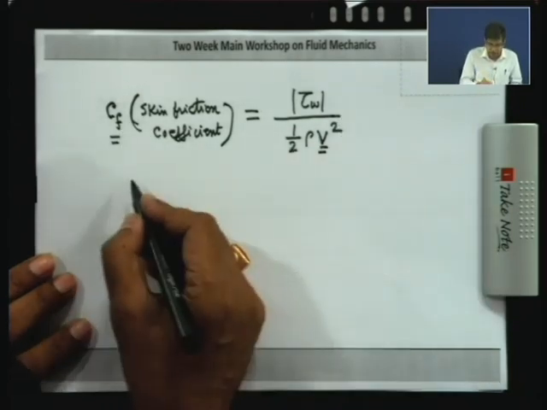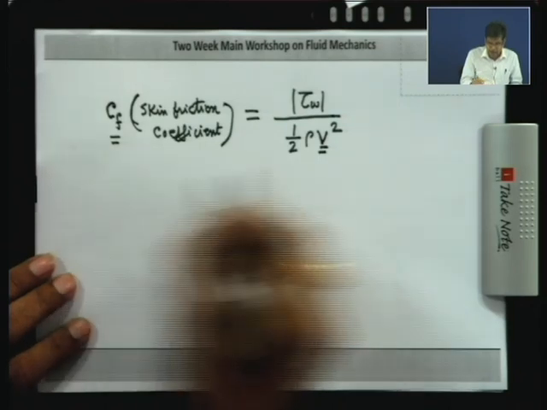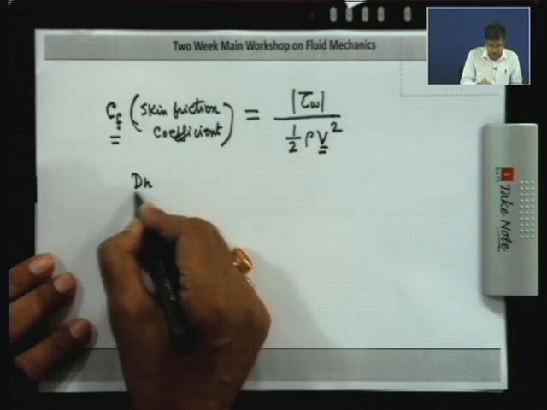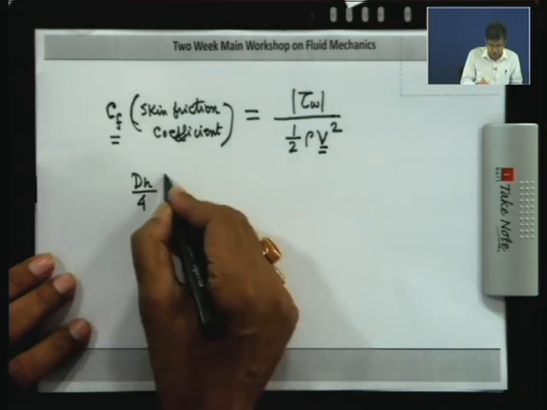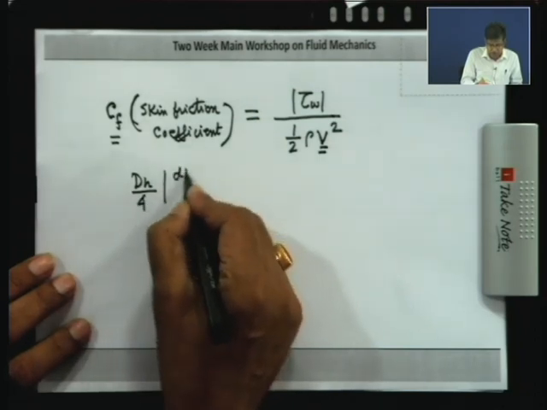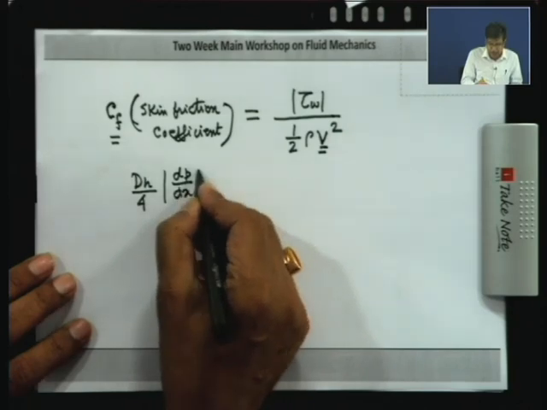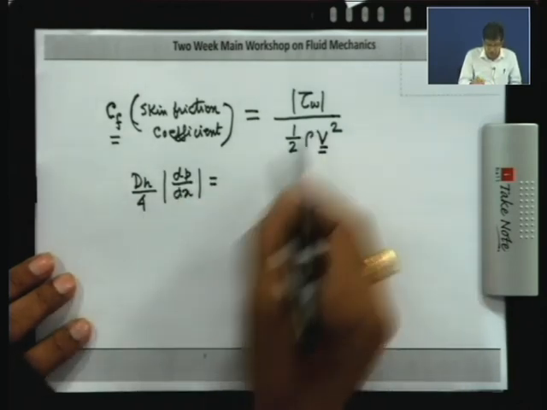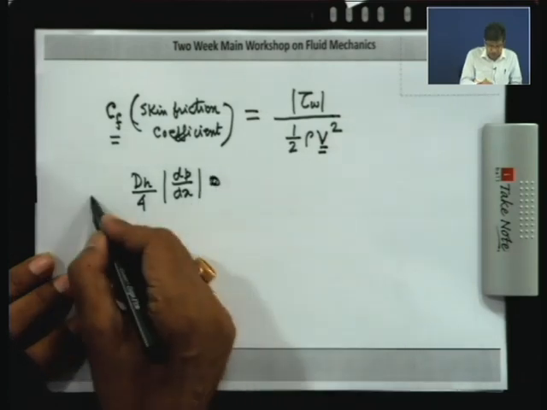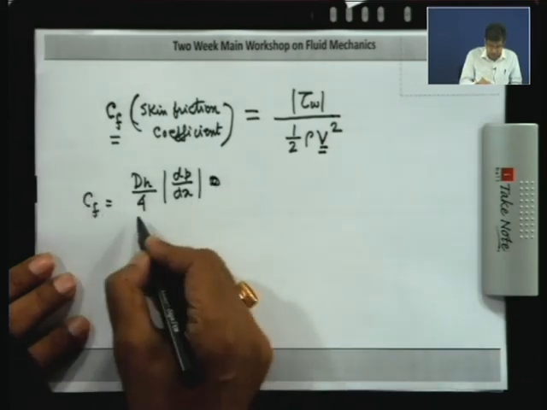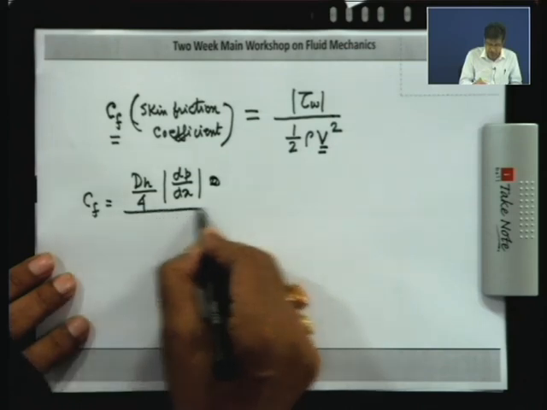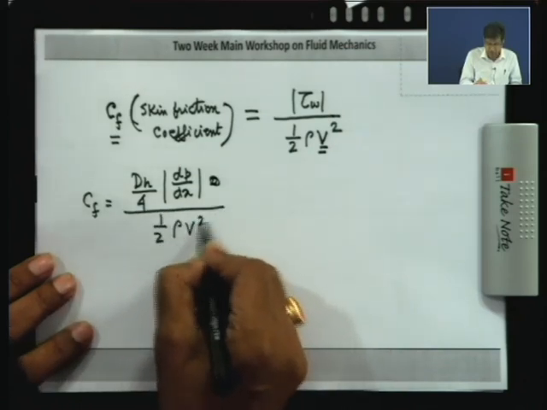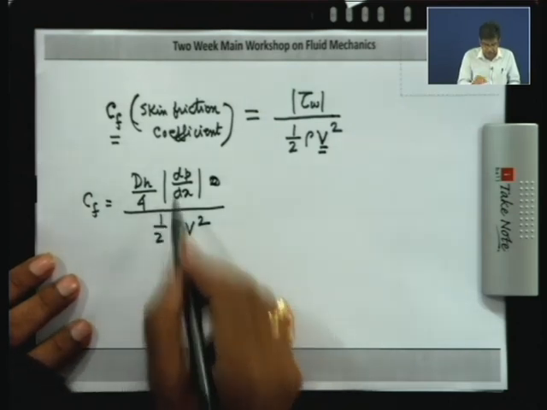Now, if I write the expression of shear stress as we have developed, in terms of the hydraulic diameter dH by 4 and the pressure gradient dP dx, then Cf becomes equal to this divided by half rho v square. Clear? Because tau w I am writing like this.